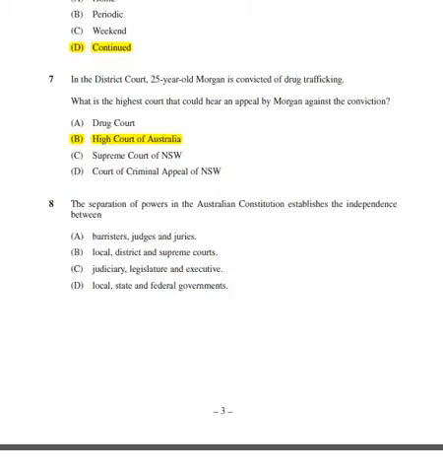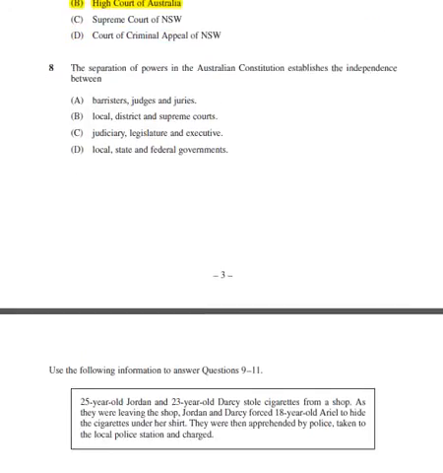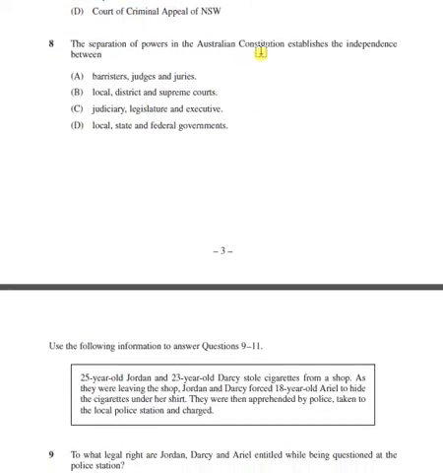So yes, 25-year-old Morgan can appeal to the High Court of Australia if she or he wishes to. The separation of powers in the Australian Constitution establishes the independence. So what does the separation of powers separate it between? Now, if you know it straight away, this question is very easy.